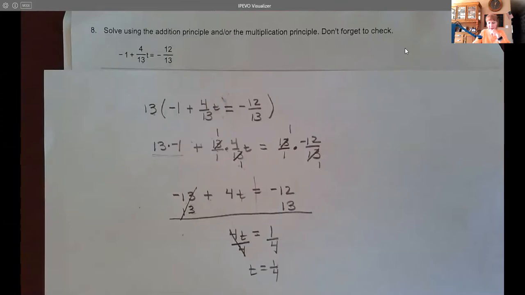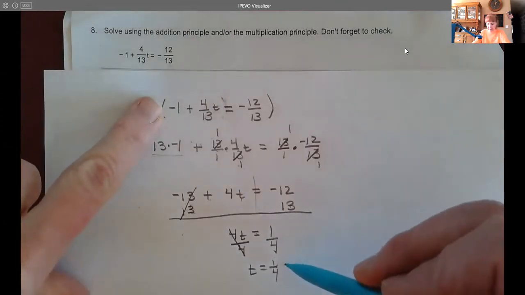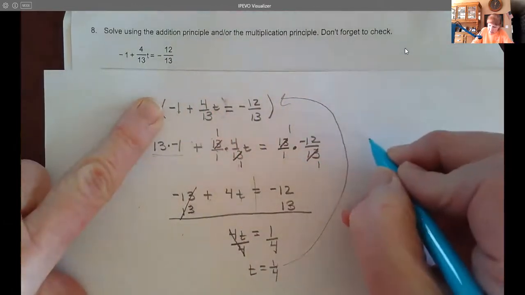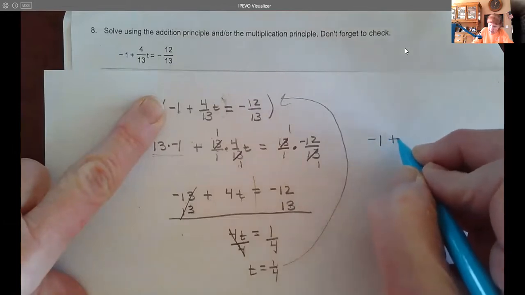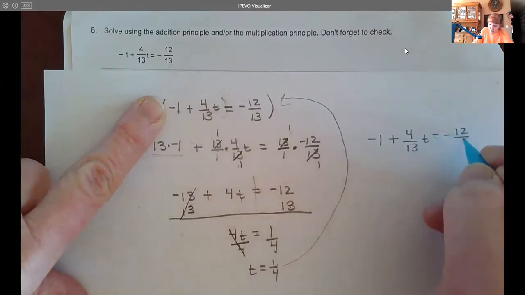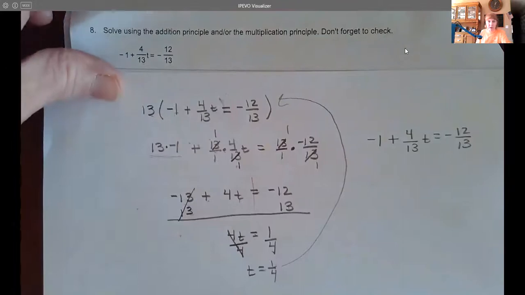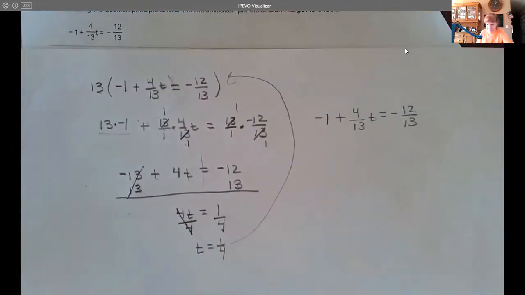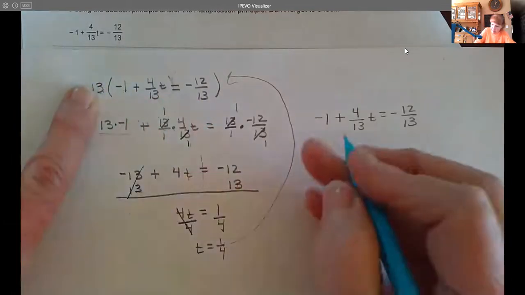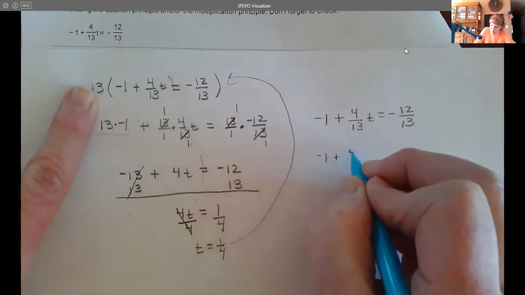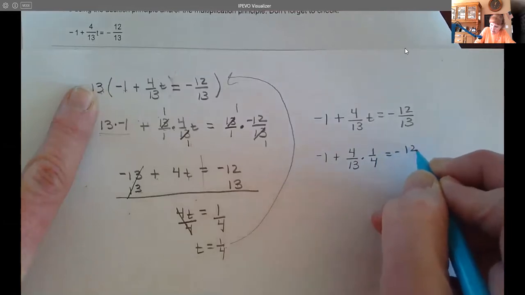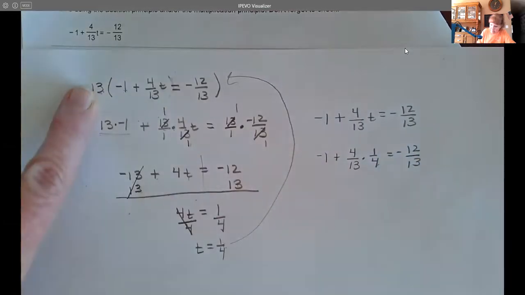All right. I kind of like to do that last check because it's a good idea of how to change this. So I'm going to take a -1. This is the check to see. I'm going to put my answer back into the original to see if I come up with the left equals the right, a true statement. 1/4 back up into the original without the 13. So I've got a -1 plus 4/13 times 1/4, because that's what I got for the t, is 1/4.